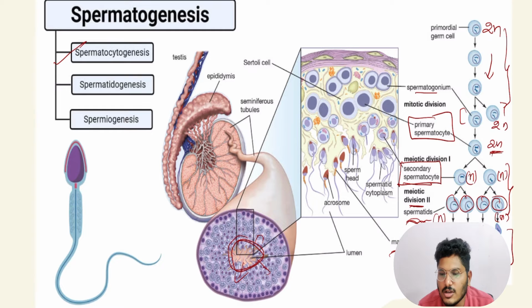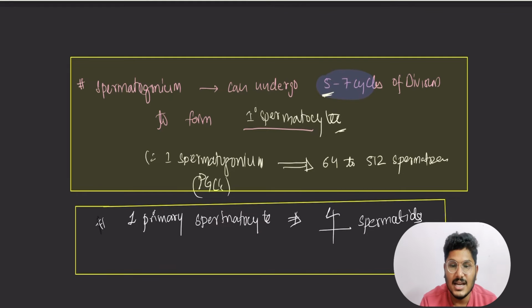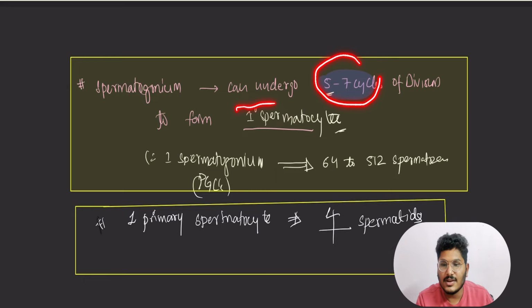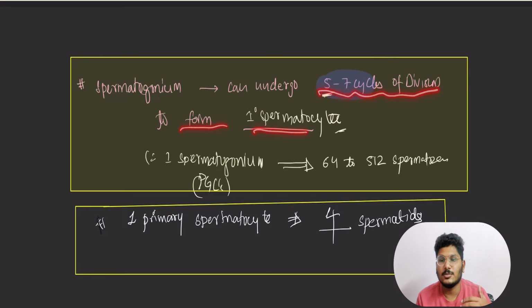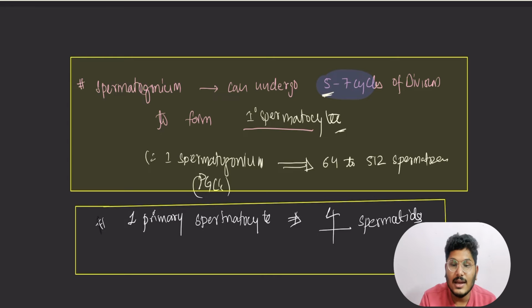So this is how spermatogenesis occurs in the male genitals. Some important points: each spermatogonium, which is formed from the primordial germ cell by mitotic division, can undergo around 5 to 7 cycles of division to form primary spermatocytes. One spermatogonium therefore gives rise to 64 to 512 spermatozoa, because every primary spermatocyte has the ability to produce 4 spermatids and 4 spermatozoa.